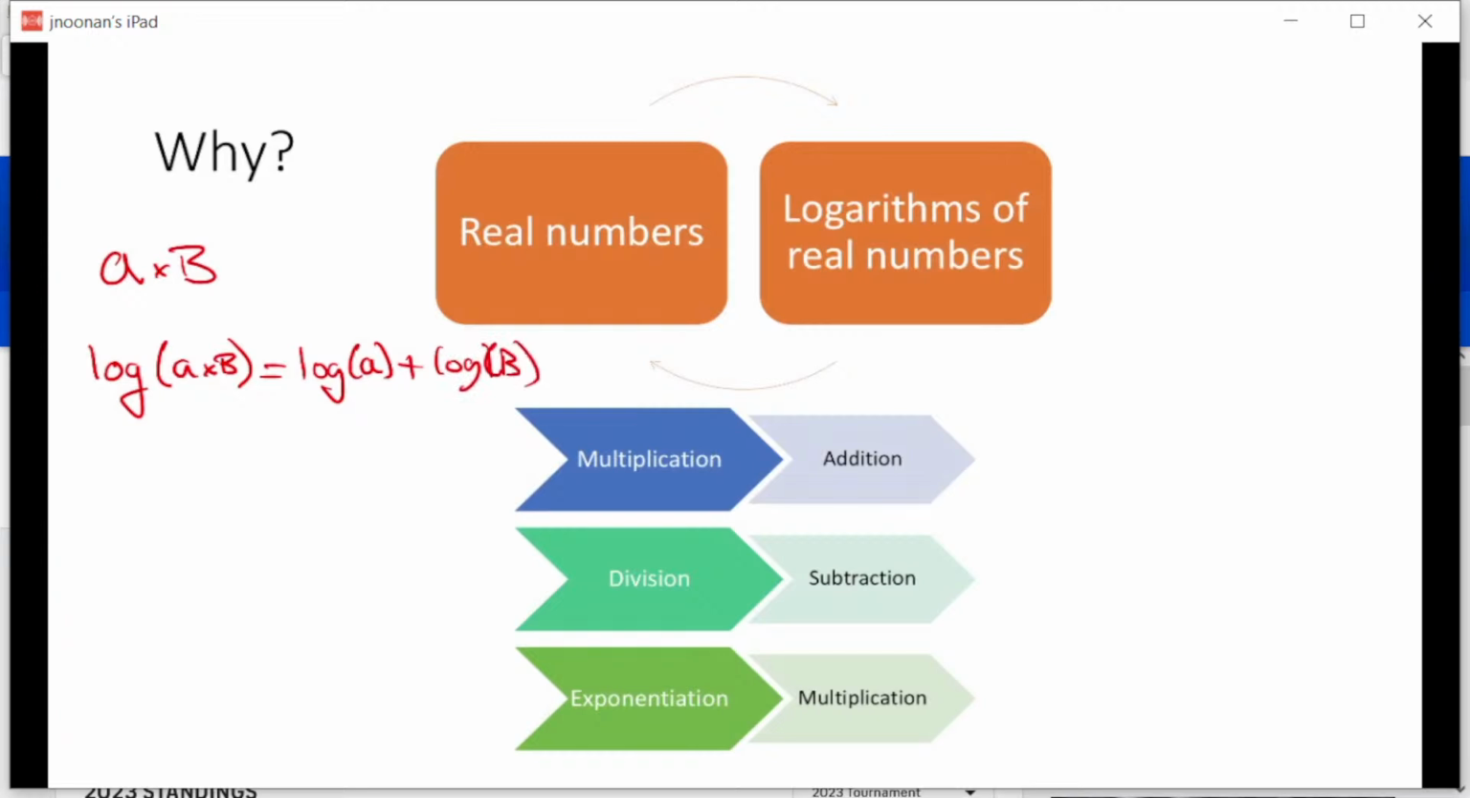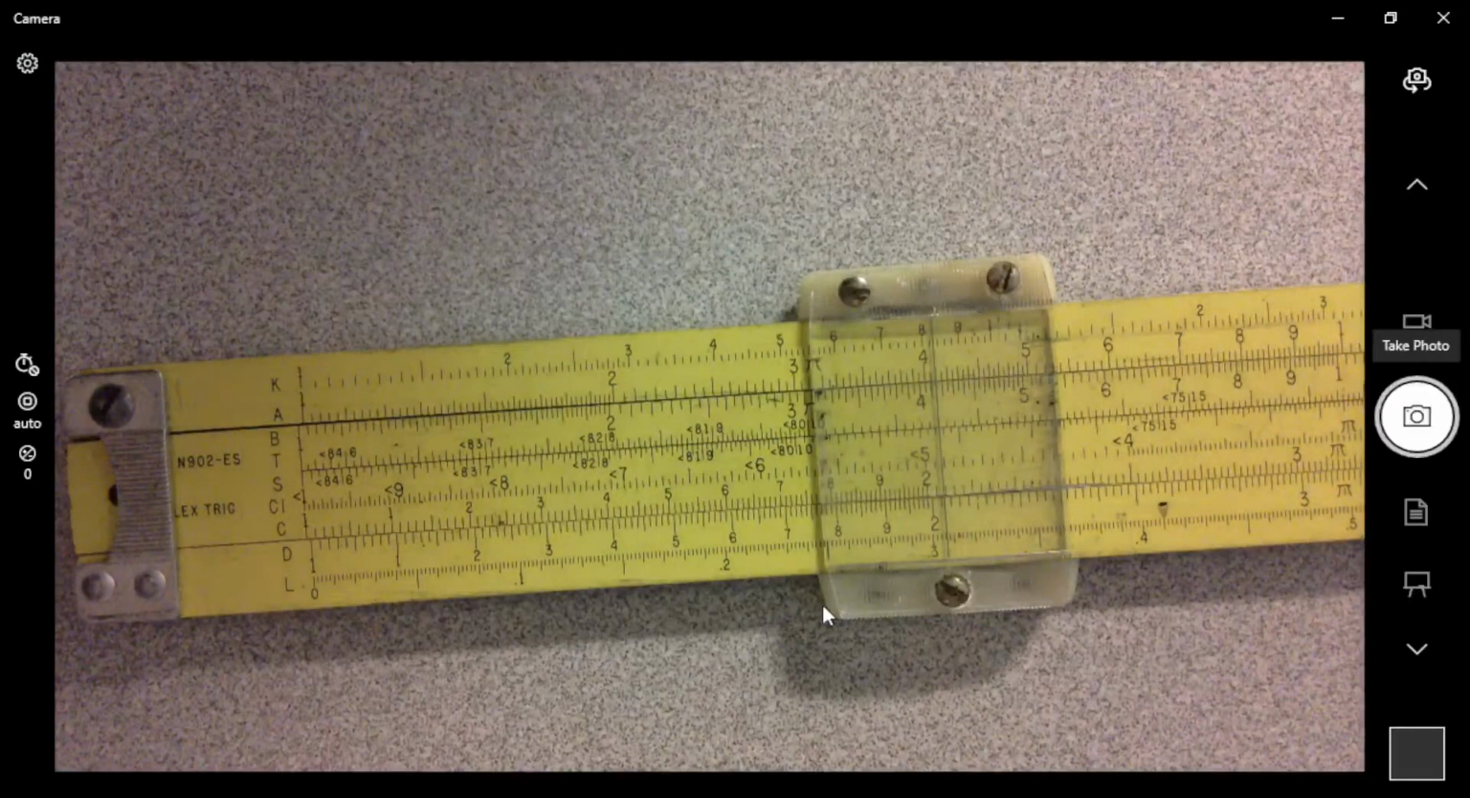And addition is easier than multiplication. And so what Napier would do is he would have his computers, which were people at the time because we didn't have digital computers, use logarithms to simplify their calculations. Instead of multiplying two big numbers, you compute the logs of those two big numbers, add them, and then unlog them. And he had a series of tables to do this. This slide rule and the things that you have in front of you do the same thing. So let me just show you how this works.